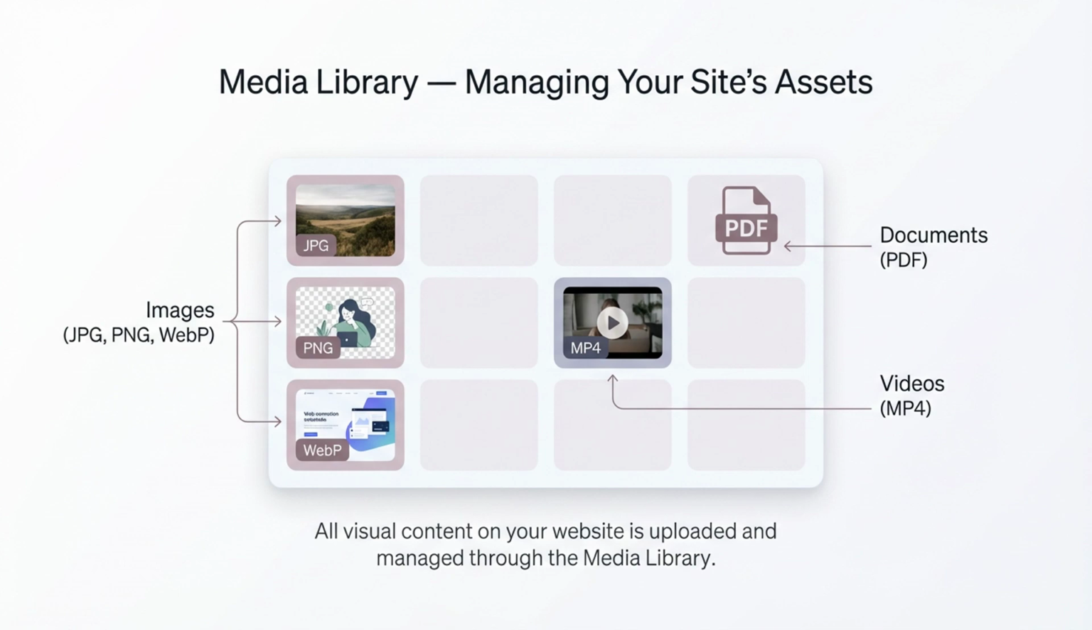Every image, video, or file you see on a WordPress website comes from the media library. When you upload an image to a page or post, it's stored here. The instructor explains that this is your central hub for all visual assets. Whether it's a hero banner image, a service section photo, or a downloadable PDF, it all lives in the media library, and you can access or reuse it anytime.